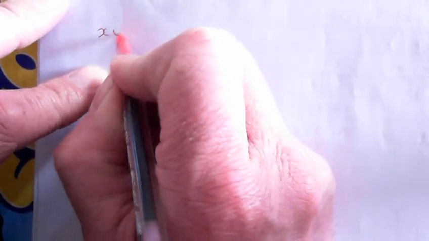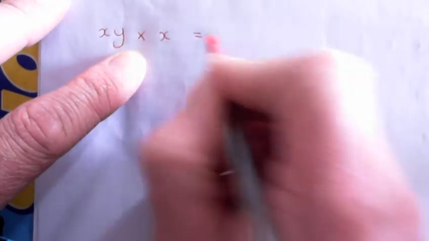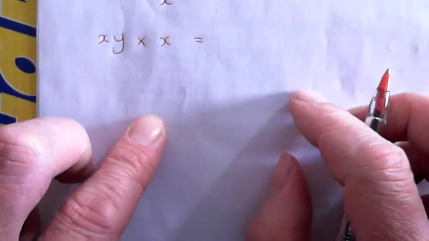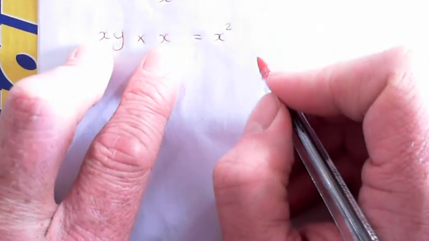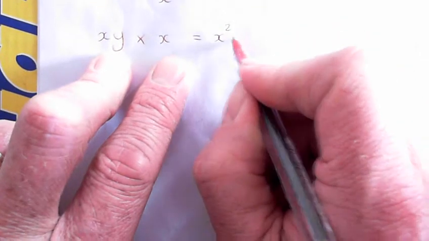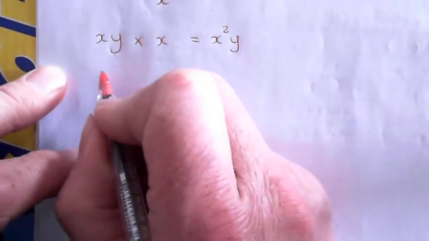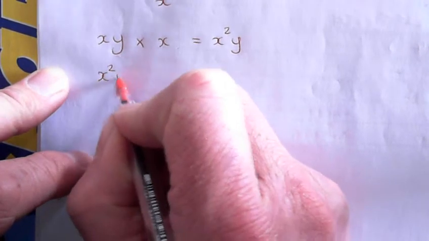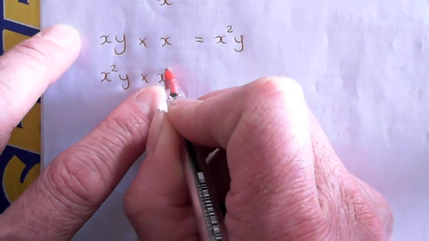What's xy times x? Yes, multiply the x's first. You get x squared, and times y, x squared y. Very, very good. Right. What's x squared y times x y cubed?